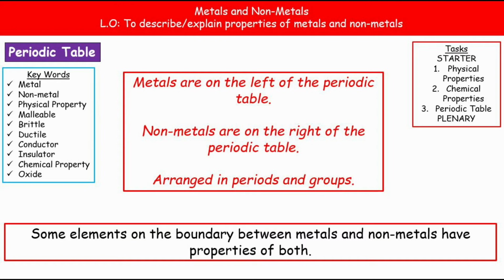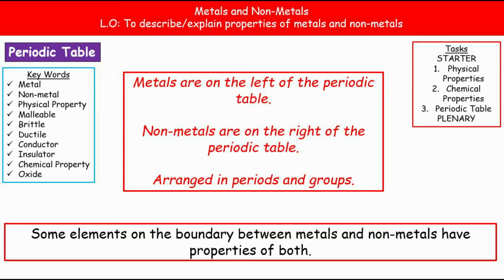Now, where we've got that little step zigzag line that goes between things like the aluminium, the silicon, the germanium, the arsenic, and so forth, that is the boundary area between the metals and the non-metals. And what we find is that these elements along that boundary can actually have properties of both metals and non-metals. And silicon is probably the best example that you're likely to have heard of about this.